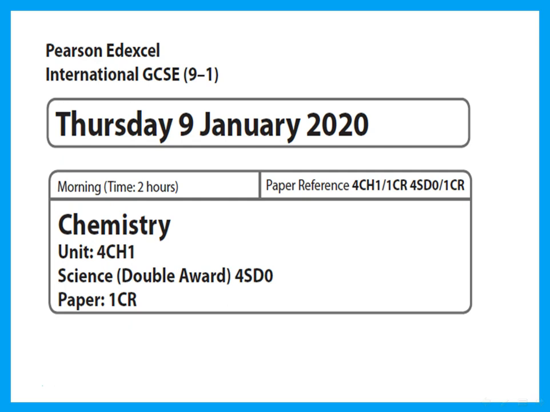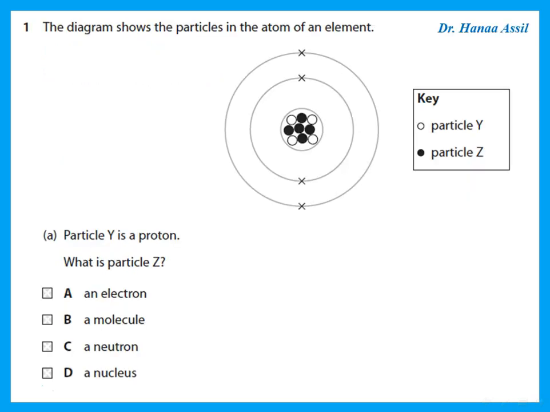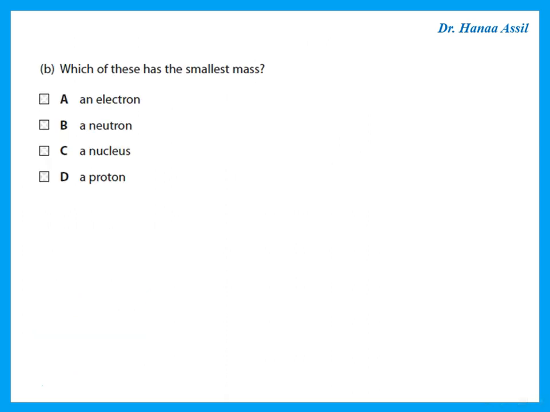So let us take a look at the first question and discuss the answers. The diagram shows the particles in the atom of an element. Now, particle Y is a proton. So what is particle Z? You can see that particle Z is the other particle in the nucleus. So what do we have in the nucleus? We have proton and neutron. So Z is a neutron.